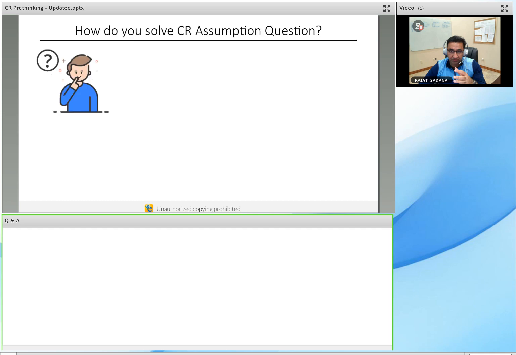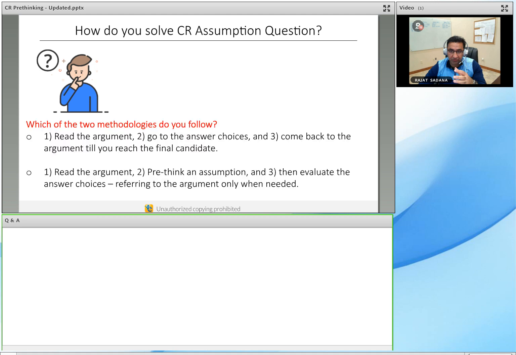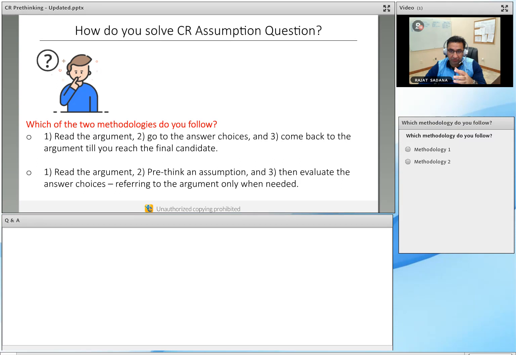With that, let's look at how you approach critical reasoning questions today. I'm going to put in a poll question here. There are two methodologies that people use. One is they read the argument, look at the answer choices, and go back and forth between the argument and answer choices till they reach the final candidate. The second is they read the argument, pre-think the assumption, and then evaluate the answer choices. So which methodology do you use?